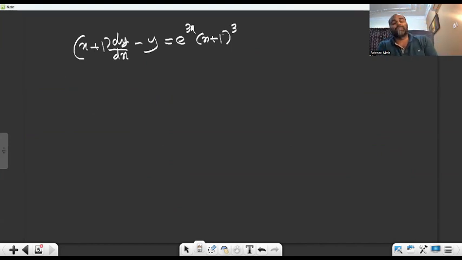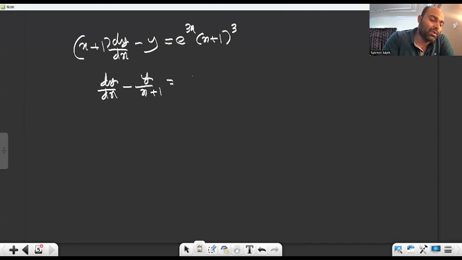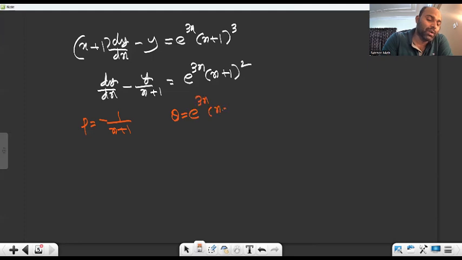The first procedure is x plus 1 you have to divide throughout. So what will be? dy by dx minus y by x plus 1 equal to e raised to 3x into x plus 1 whole square. Identify your P and Q. P equal to minus 1 by x plus 1. Q equal to e raised to 3x into x plus 1 whole square. When we are dividing here, one x plus 1 will go everywhere.